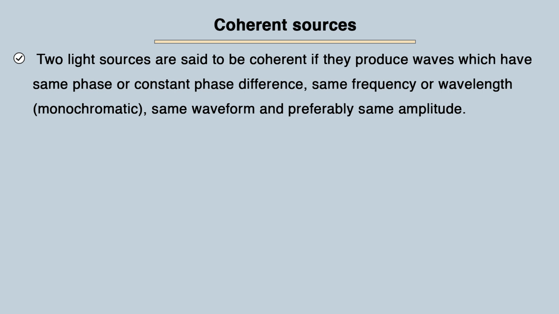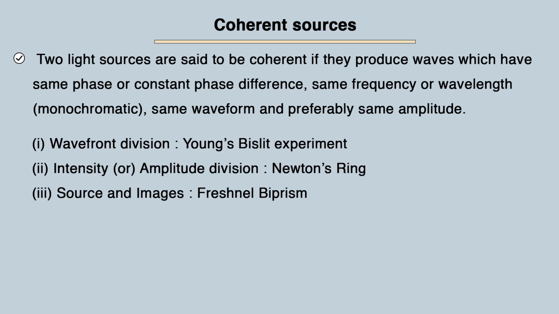If we are considering a single wave, its phase must be constant, or if we are considering two waves, then the phase difference must be constant, with the same frequency or wavelength, so it is monochromatic, with the same waveform, and preferably the same amplitude. These types of waves are known as coherent waves, and in order to obtain coherent light waves, we generally have three techniques. One is wavefront division, generally used in Young's double slit experiment, and the second is division of amplitude.